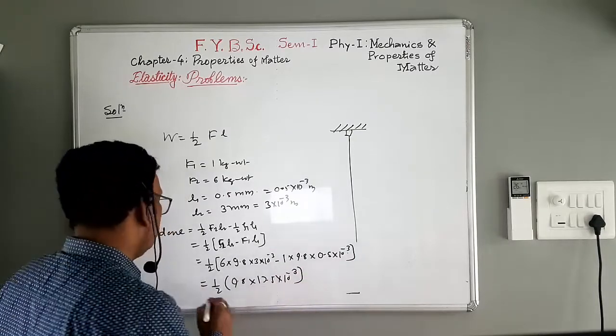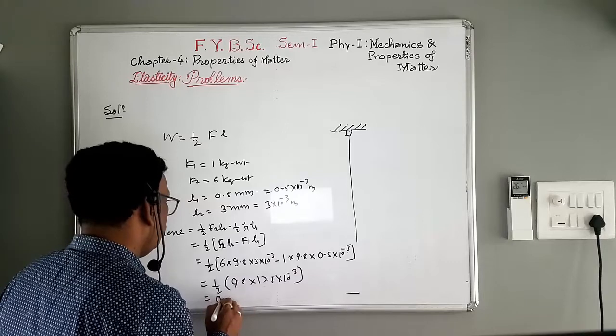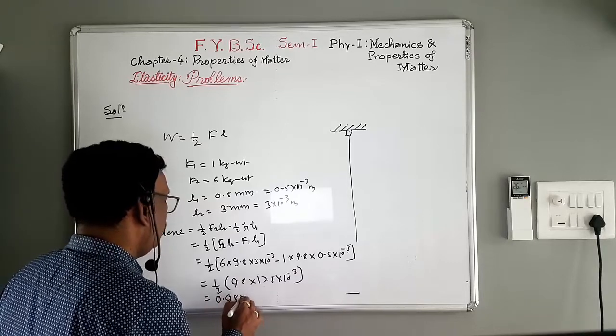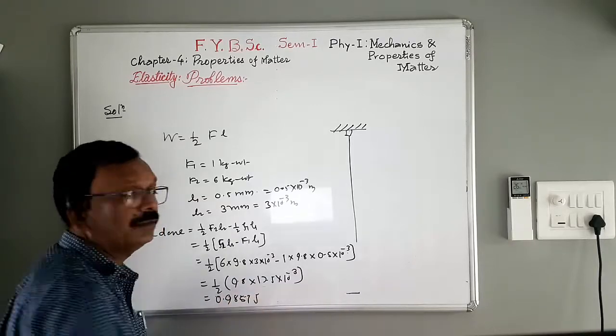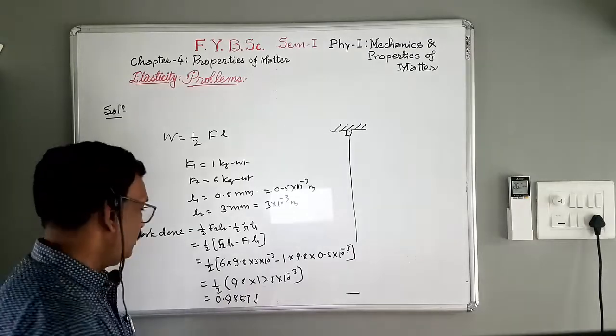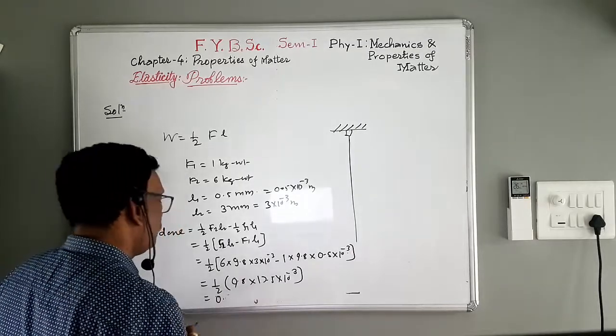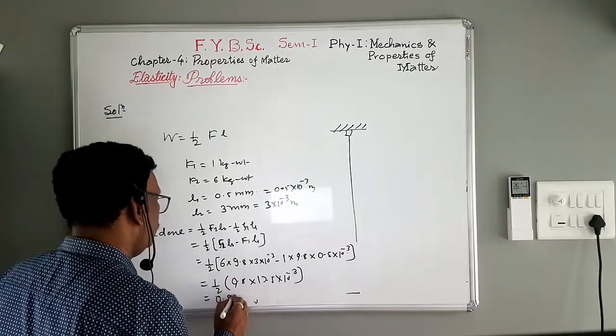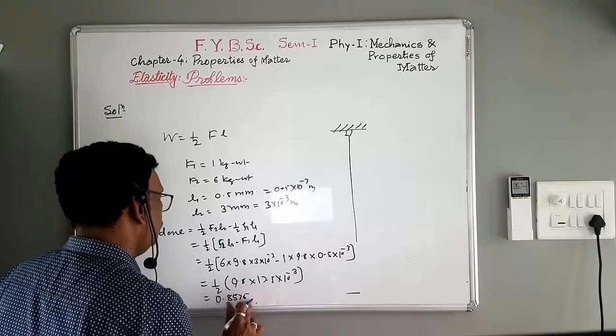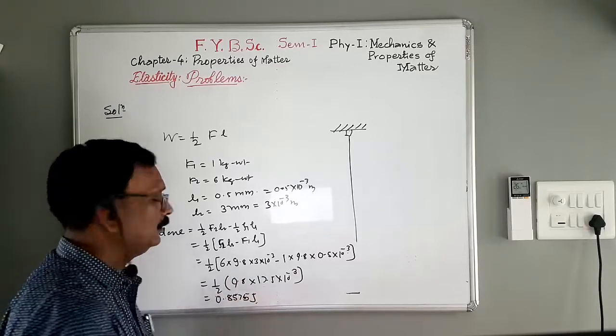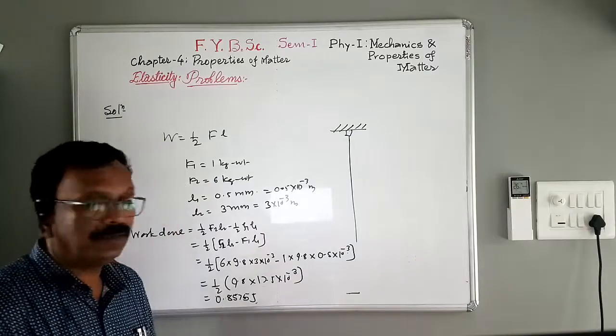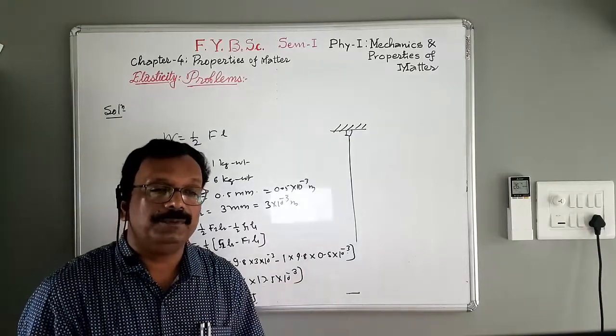Again solve this, you will get the answer 0.8575 joule. Sorry, calculation. 0.8575 joule. In this way, we can obtain the work done by a very simple method.